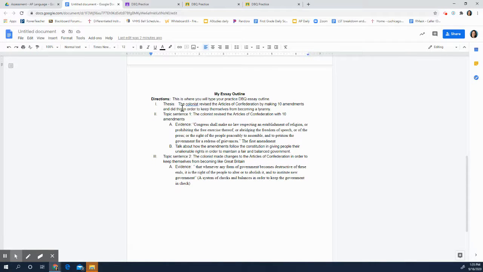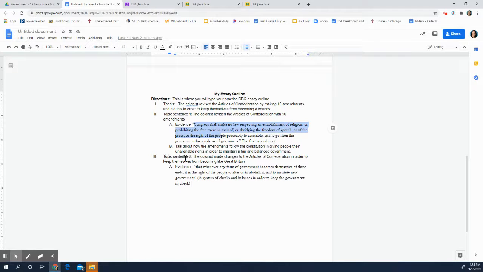Here's one more. The colonists revised the Articles of Confederation by making 10 amendments and did this in order to keep themselves from becoming a tyranny. So, how? By making the 10 amendments. Why? In order to keep themselves from becoming a tyranny, right? Topic sentence one, the colonists revised the Articles of Confederation with 10 amendments. We have the how. And now we have this, the First Amendment, right, as evidence.